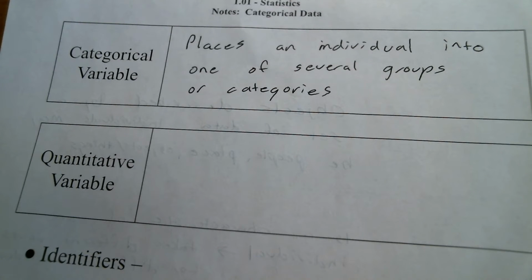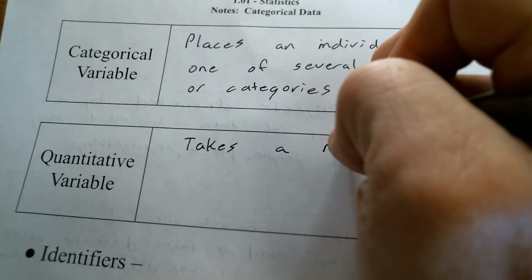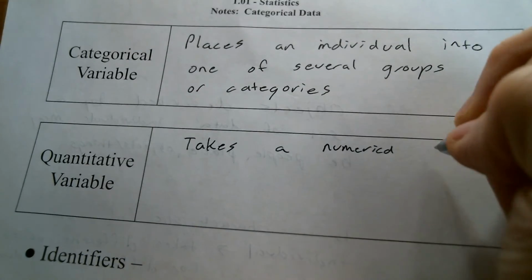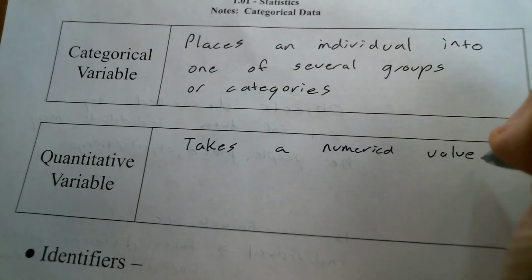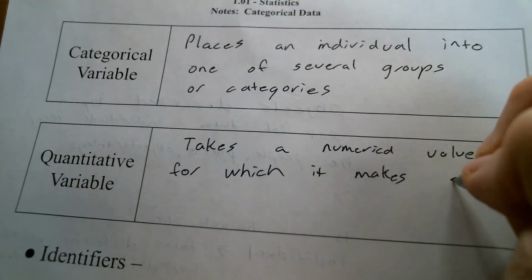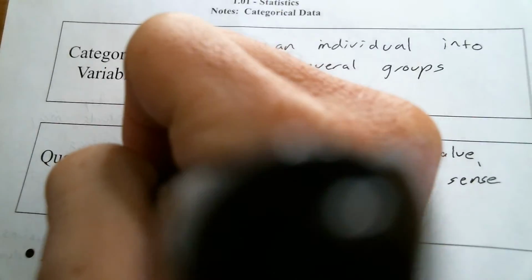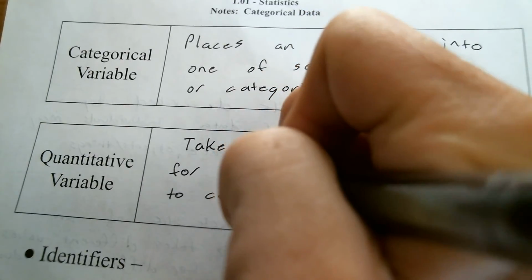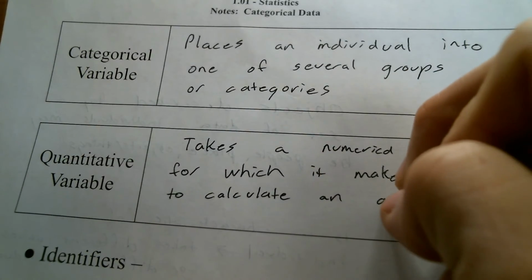All right. In contrast, a quantitative variable takes a numerical value, and this is the key part, for which it makes sense to calculate an average.